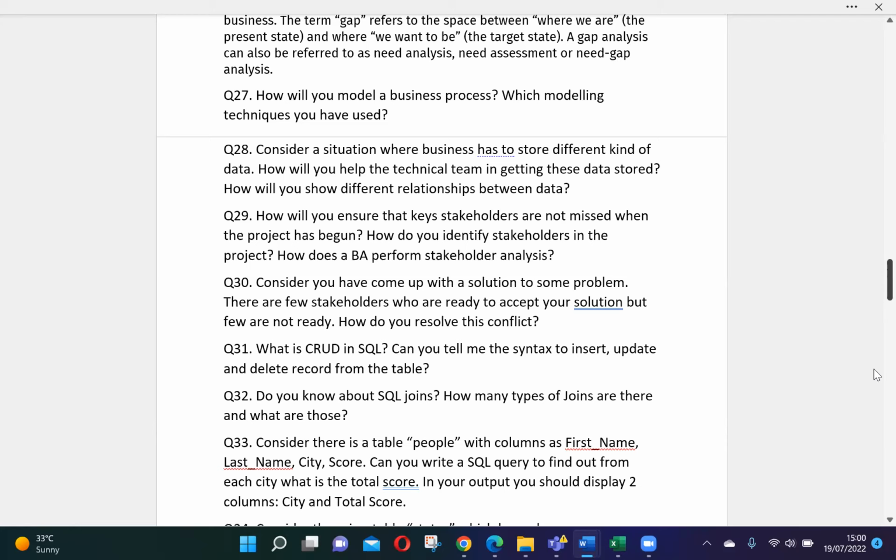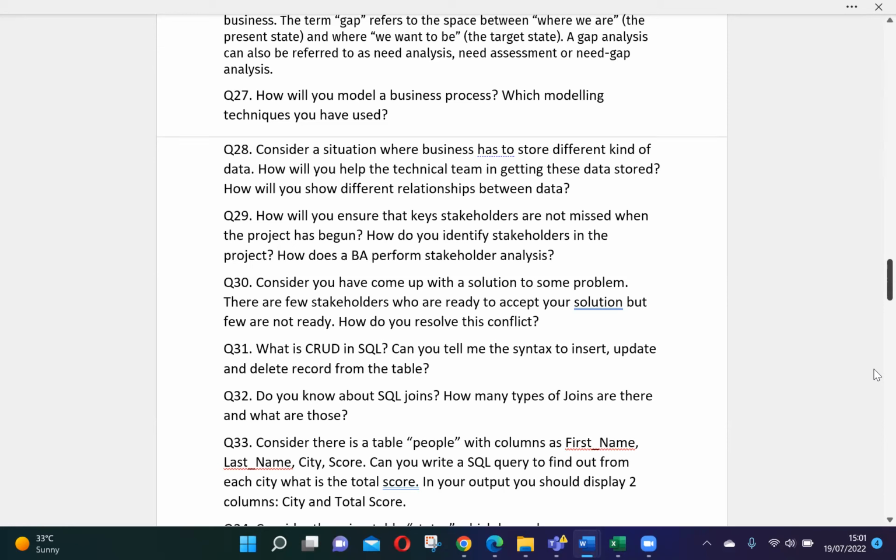Yes, sir. So I need an example for this. Consider a situation where business has to store different kinds of data, how will you help the technical team in getting this data stored? So first you will say that first I'll try to understand what those data are that need to be stored, and what is the purpose of storing those data.